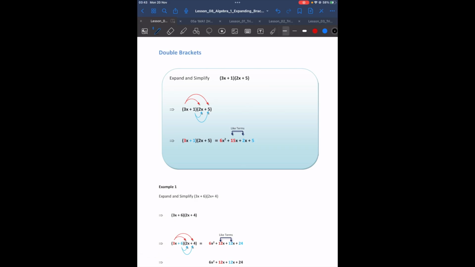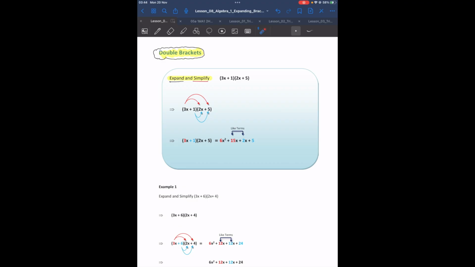Just to recap a little bit, a double bracket is when you have two brackets multiplied together. So if we look at the example that we've got here, we've got 3x plus 1 multiplied by 2x plus 5. If there isn't a symbol between the two brackets, it's basically implied to be a multiply. So these two brackets are multiplied together. The other thing you need to notice with the question is that they're asking you to expand and simplify. The word expand basically means you need to multiply the brackets, and simplify implies that you're going to have to collect like terms at some point.